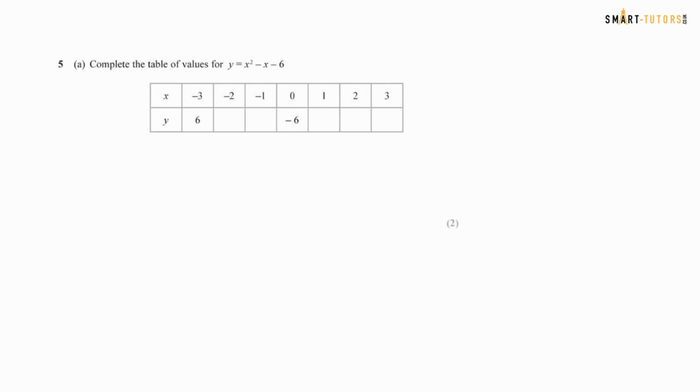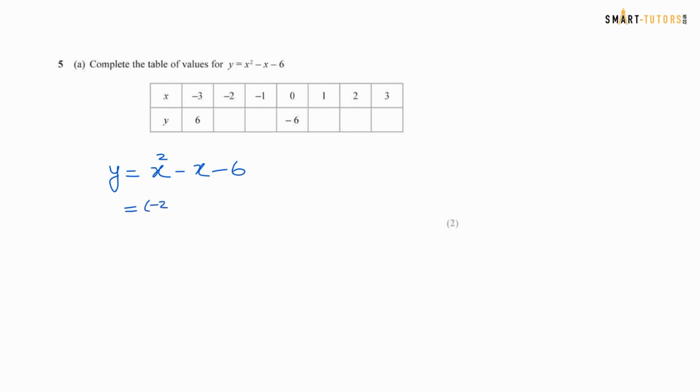Question number 5. Complete the table of values for y equals x squared minus x minus 6. This is a calculator paper, so make use of the calculator for substitution. But I'm going to show you the working of how to do this one. So let me write the equation y equals x squared minus x minus 6.